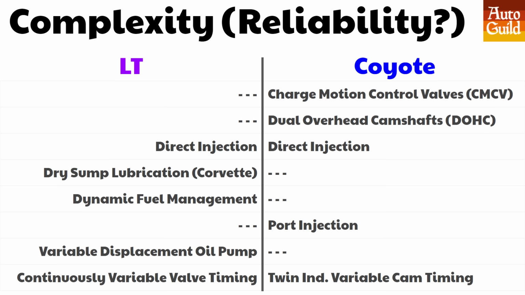The LT offers dry sump technology, but only on the Corvette. GM also has the dynamic fuel management, which shuts off cylinders. Finally, GM also has the variable displacement oil pump, which frees up a little bit of horsepower. The Coyote engine has port injection and direct injection, arguably much better. And early Coyote engines in 2015-2016 had the special charge motion control valve, which changed the intake runner length. Both engines have the same warranty, 5 years, 60,000 miles.